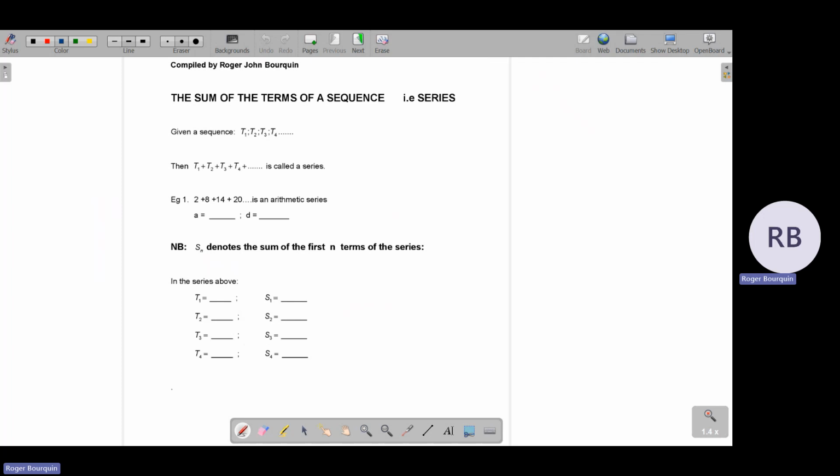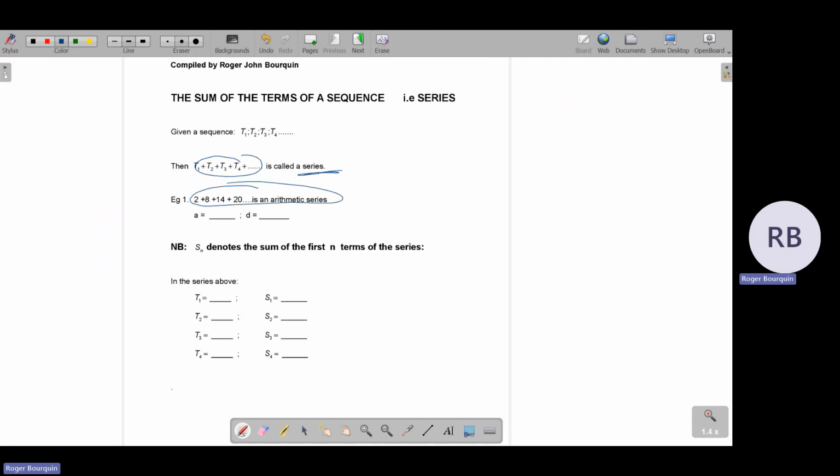Okay, so first of all, this is not the section, but you need to understand this in order to do the section. If you've got a sequence of numbers, then one, and two, and three, and four, etc. That goes on. Remember, you've worked with sequences before, arithmetic and geometric. If you add the terms of a sequence, that is then called a series. The series is the terms of the sequence added together.